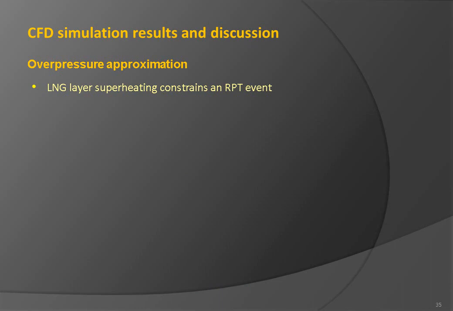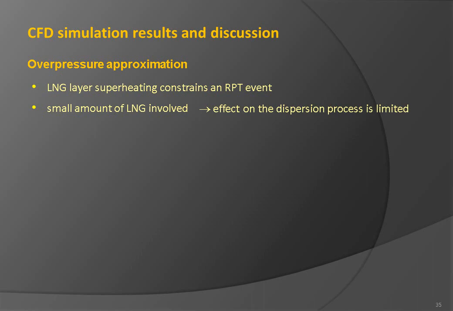The extent of an RPT event is constrained by the LNG layer superheating. As such, it does not involve a significant amount of LNG. Therefore, its effect on the dispersion process of the gaseous LNG is limited. Previous figure shows that the time variation of the flammable volume is practically unchanged by the RPT event. The most important manifestation of the RPT event is a pressure wave that is formed. It propagates through the ambient domain with the sonic speed.